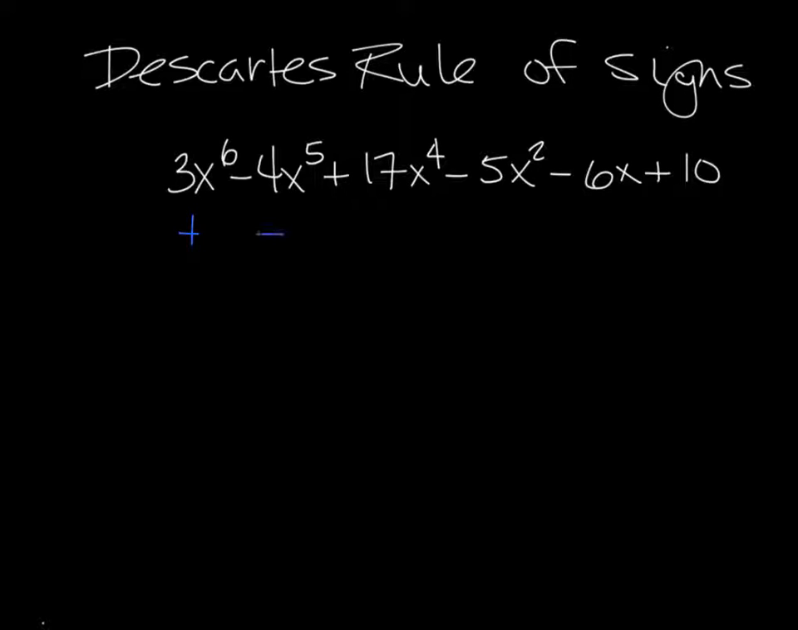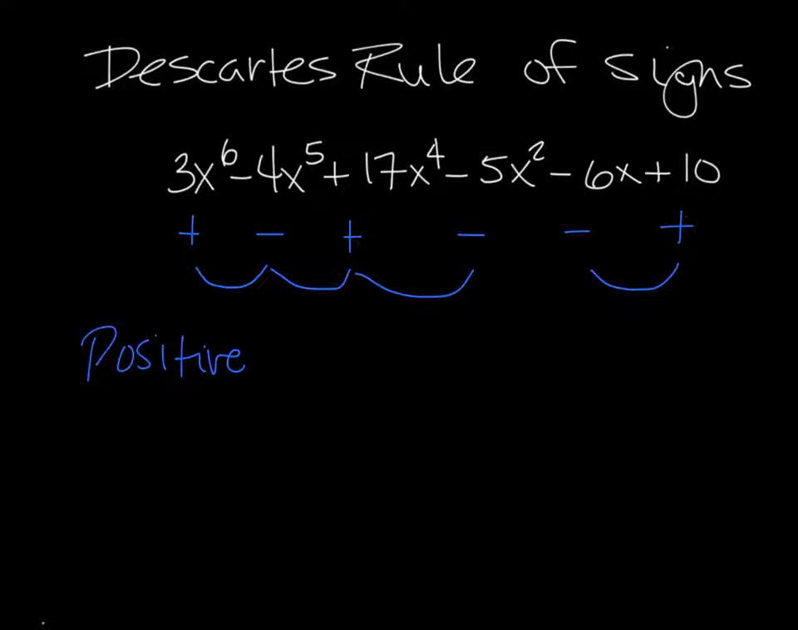So we got a positive, a negative, a positive, a negative, a negative, a positive, right? And now I'm counting out how many times it changes sign. So it changed sign there, and there, and there. It did not change there, but then it changed there, right? So if I count the loops, I've got 1, 2, 3, 4 loops. So that means for the positive zeros, it's going to be 4.